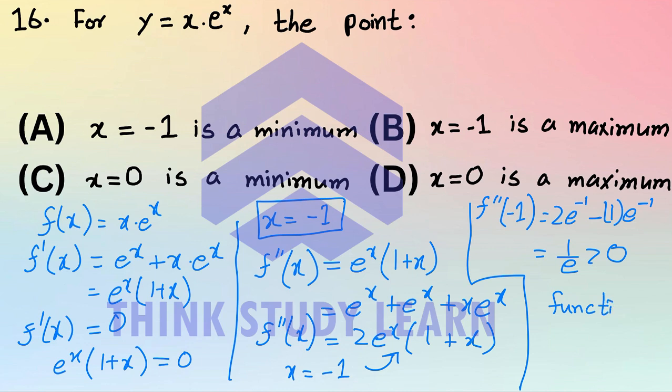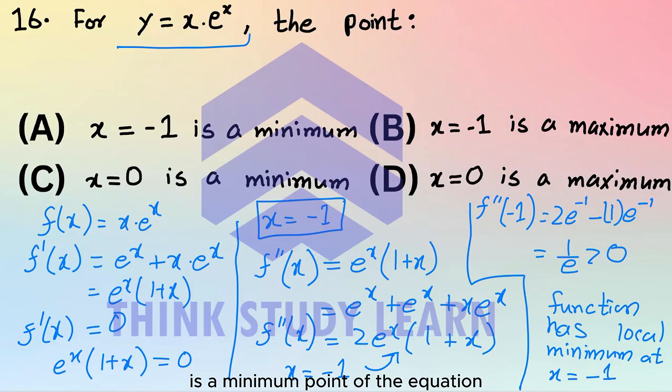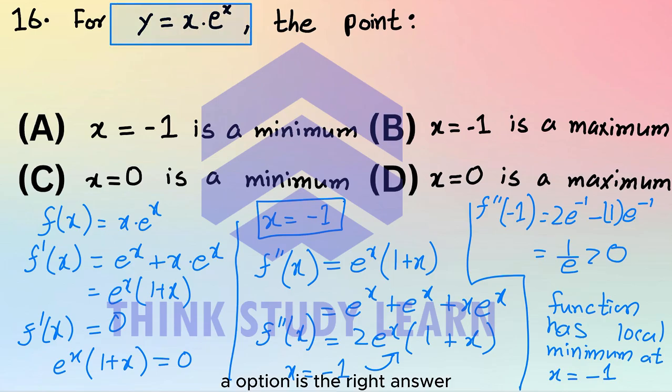The function has a local minimum at the critical point, which is x is equal to minus 1. So option A, x is equal to minus 1, is a minimum point of the equation y is equal to x dot e raised to the power x. A option is the right answer.